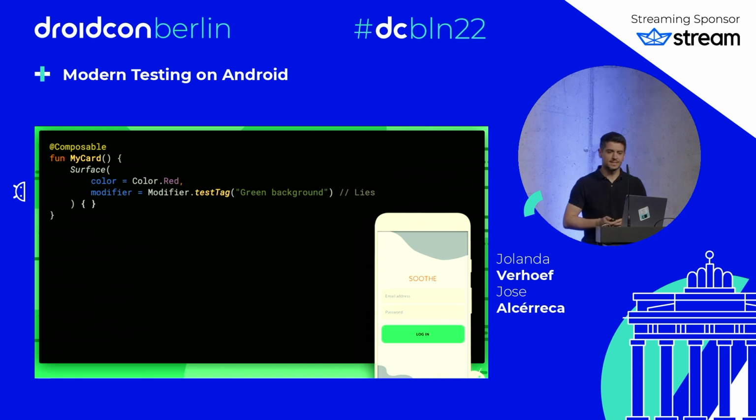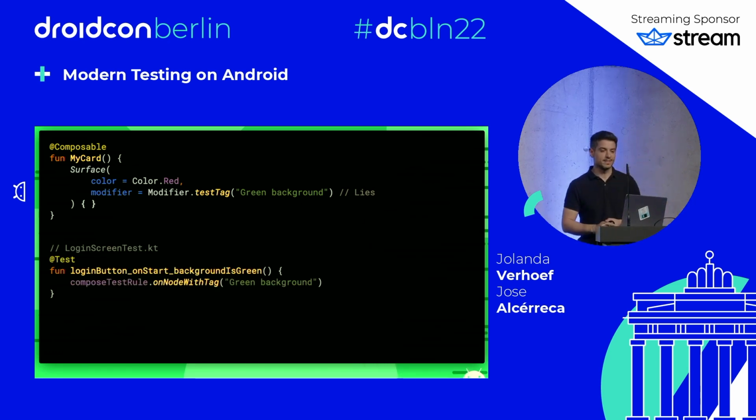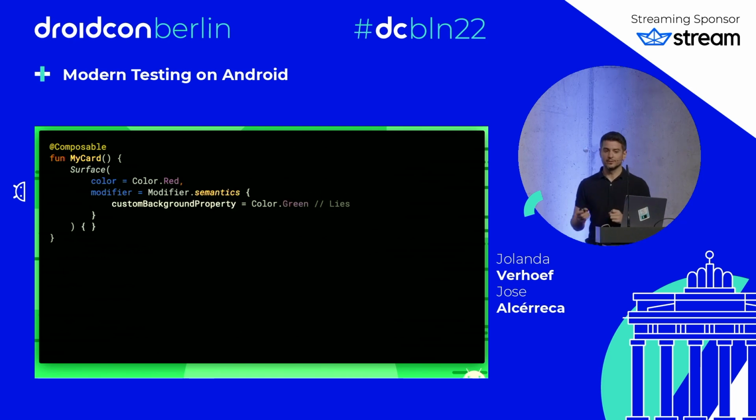Well, you could use the test tag modifier, but don't. To bridge your UI with the test, we can give it hints about those visual properties, like background color, elevation, corner radius, etc. But then you would be testing the code that sets that tag, not the property itself. It gets a little bit better if you create your own semantic property, because this is type safe, but it would have exactly the same problem. You're not testing the property itself.